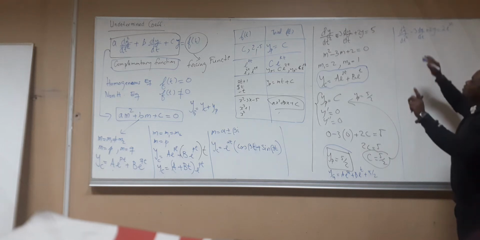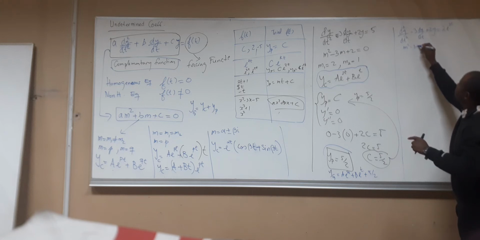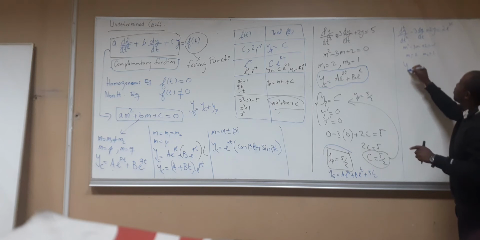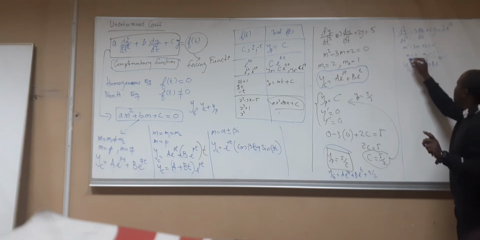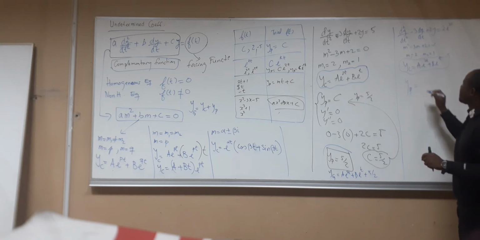Alright? Obviously, our characteristic equation is going to be the same thing. We're going to do the same thing, and we're going to find that m1 equal to 2 and m2 equal to 1, and then your yc obviously is going to be the same thing, a e to the power 2t plus b e to the power t, like this. That we called previously.